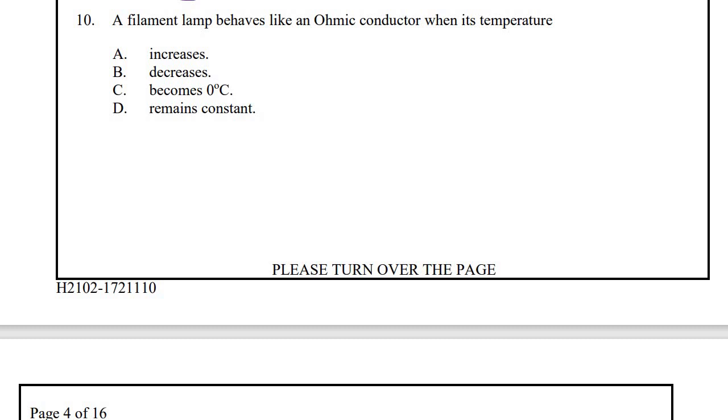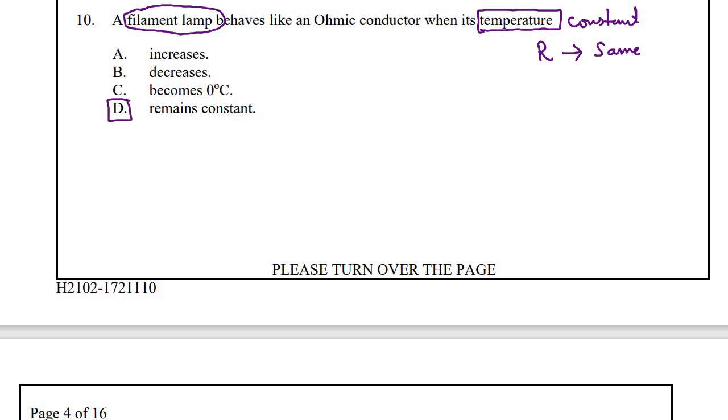Now let's see question number 10, the filament lamp. We know that this filament lamp is a non-ohmic conductor, and if it behaves like an ohmic conductor, the condition for the ohmic conductor should be fulfilled, that the temperature should remain constant. For all conductors whose temperature is constant, their resistance will remain the same, and the VI characteristics graph will become a straight line. So if the filament lamp behaves like an ohmic conductor, its temperature should remain constant so that its resistance remains constant, and if resistance is constant, then the voltage is directly proportional to the current flowing through the conductor. So the correct answer in this question will be option D.